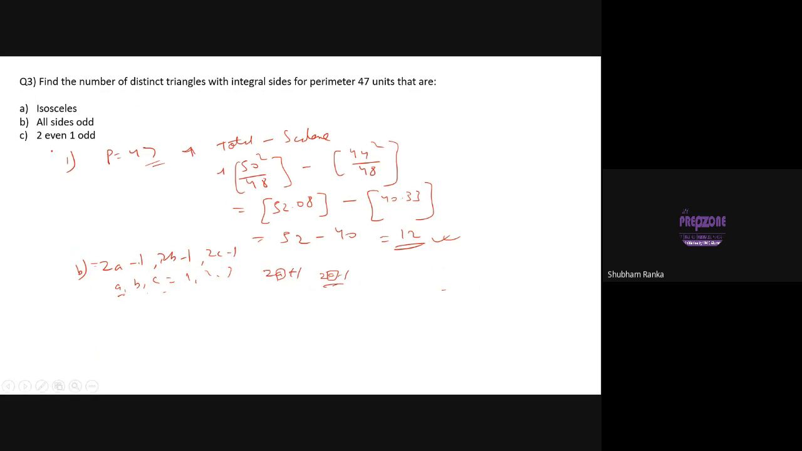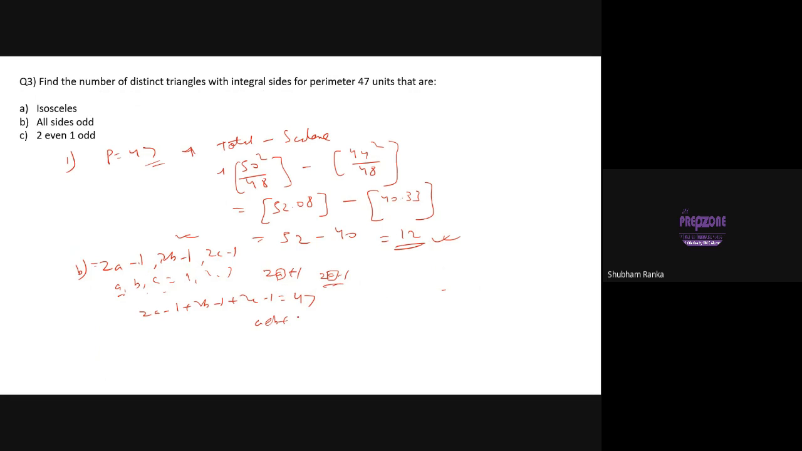So if all sides are odd, you have sides 2a minus 1, 2b minus 1, 2c minus 1. In the case of all even it is pretty straightforward, 2a, 2b, 2c, but all odd would be 2a minus 1, 2b minus 1, and 2c minus 1, again because we don't want to start from 0. So the perimeter is 47 as given.